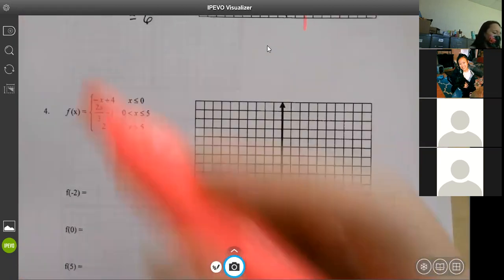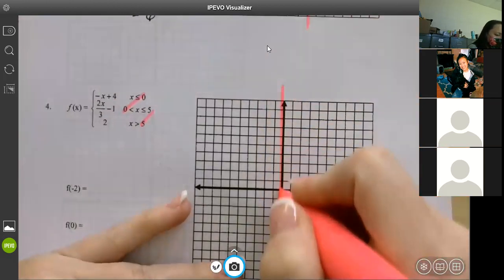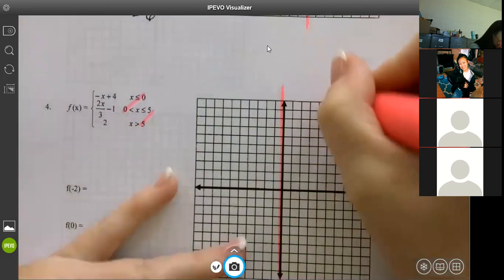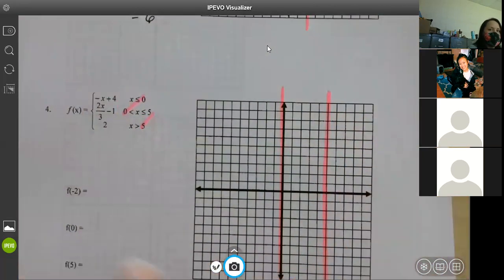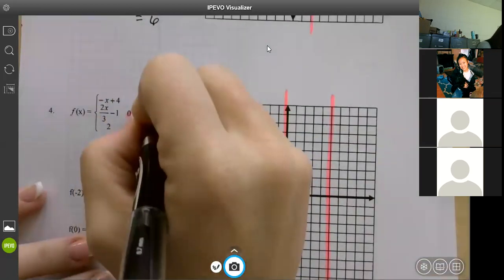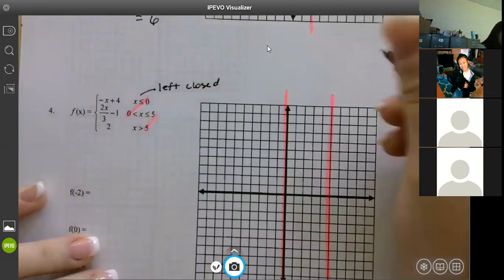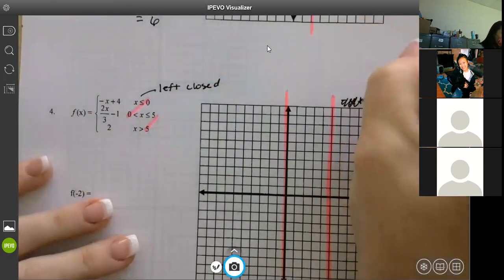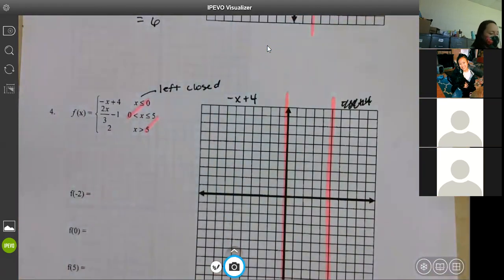This time we have 2. We have one at 0 and one at 5. The first one is less than, so that one's going to be on the left. And it's going to be closed, so negative x plus 4 goes on the, sorry, I don't know my right from my left apparently. Is going to go on the left.